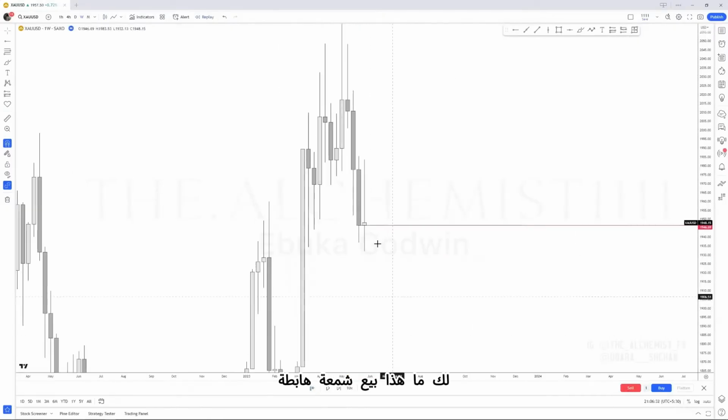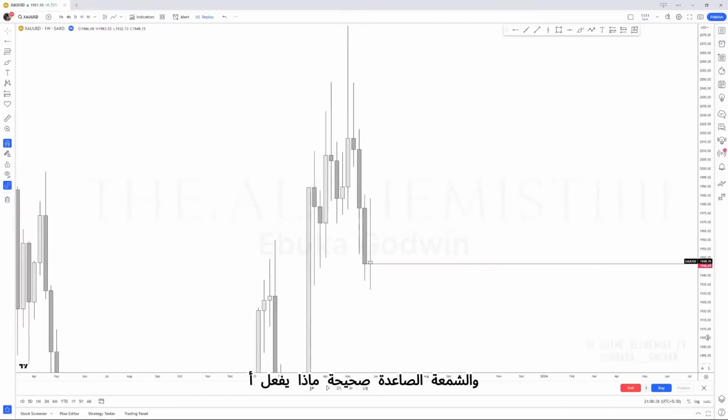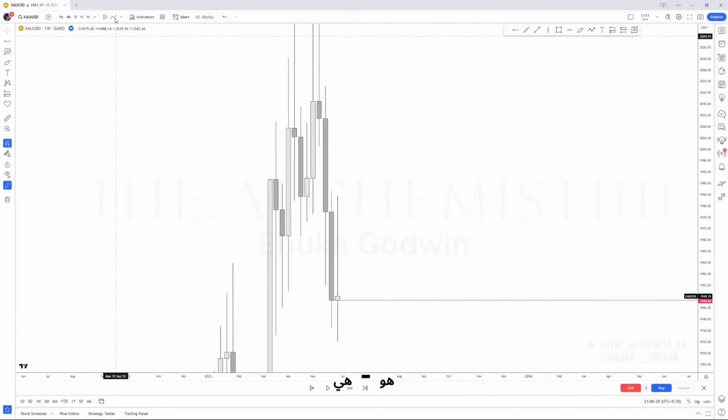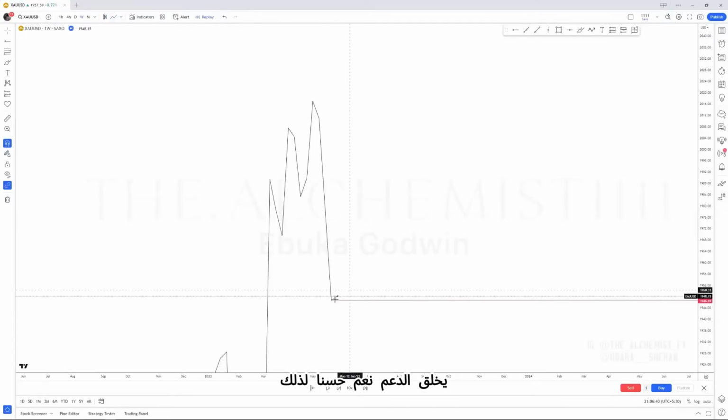What is this? A bearish candle and a bullish candle, right? What does a bearish candle and a bullish candle create? It creates a support. Yeah. So it creates a support like this.